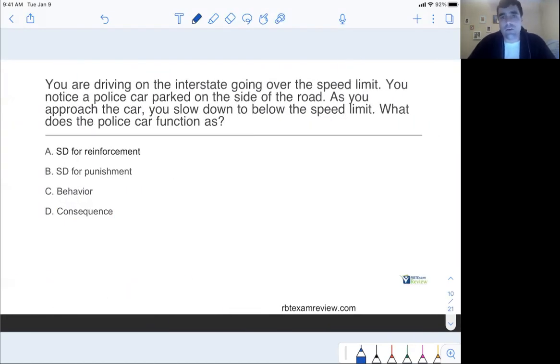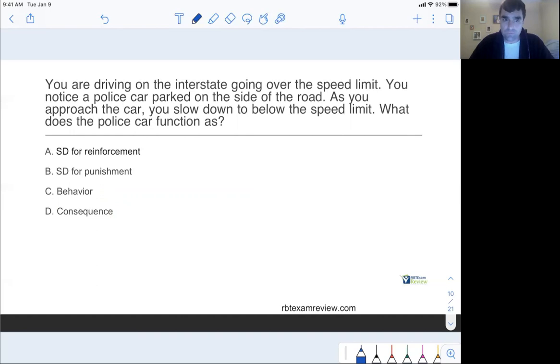Okay, you were driving on the interstate going over the speed limit. You notice a police car parked on the side of the road. As you approach the car, you slow down below the speed limit. What does the police car function as? Okay, so the question is asking, what is the police car signaling? What is its role? Okay, so we can eliminate two immediately.